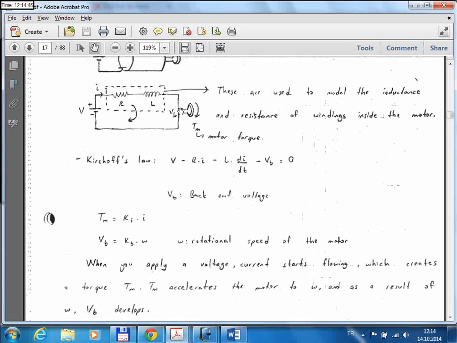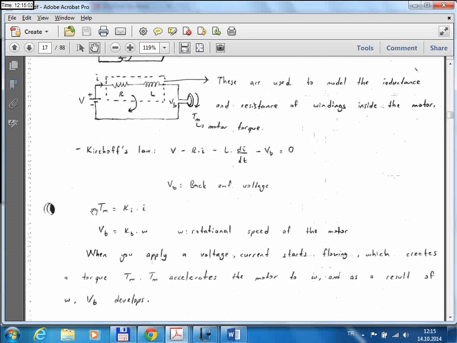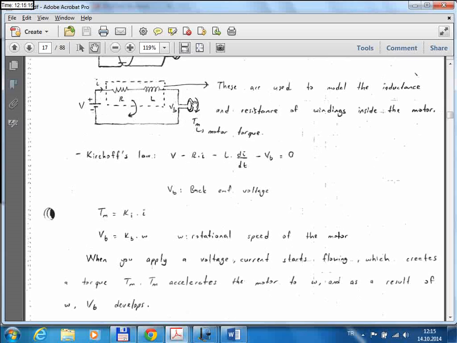So here's how a motor works. You connect the voltage, and the voltage you apply creates a current which can be calculated by solving this differential equation, and the current creates a torque. The mechanical torque you get is proportional to the current flowing. So this is the last piece of the equation. When you find the current, the torque you get is proportional to the current.